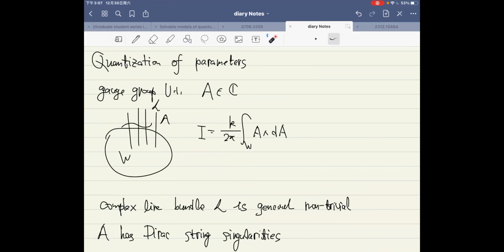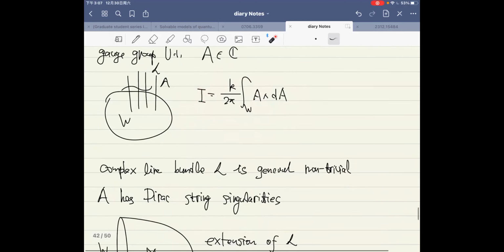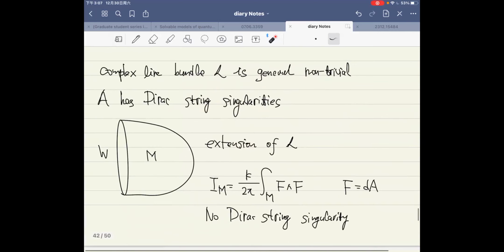We assume that the theory is defined on a three-dimensional manifold W. If L is trivial, then everything is straightforward. You can just use this formula as the action. However, in general, L is non-trivial, and you will find that A has a Dirac string singularity. This leads to a more subtle definition of the action I. Okay, so we can consider W as the boundary and glue it to a four-dimensional manifold M, like this. Then the action can be written as this equation. It is 2.4.